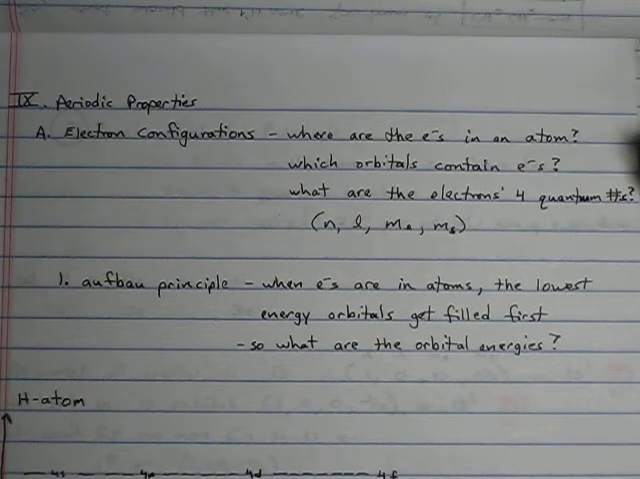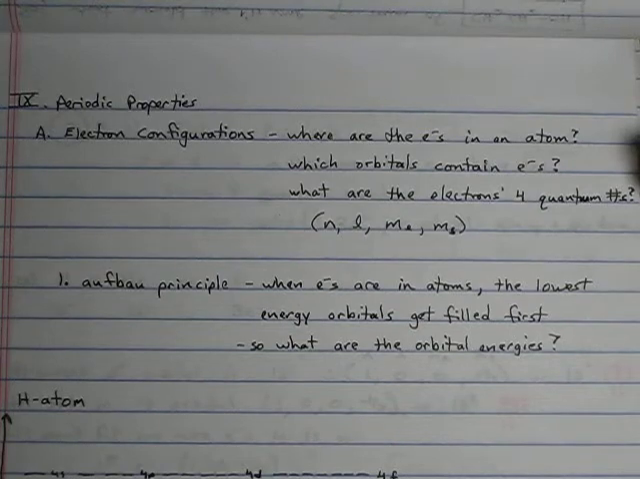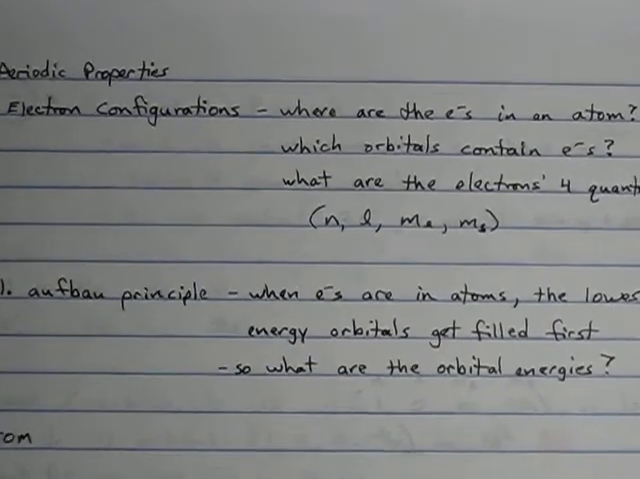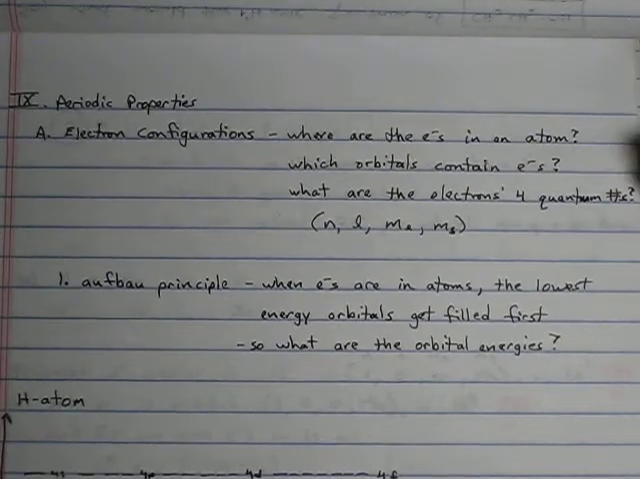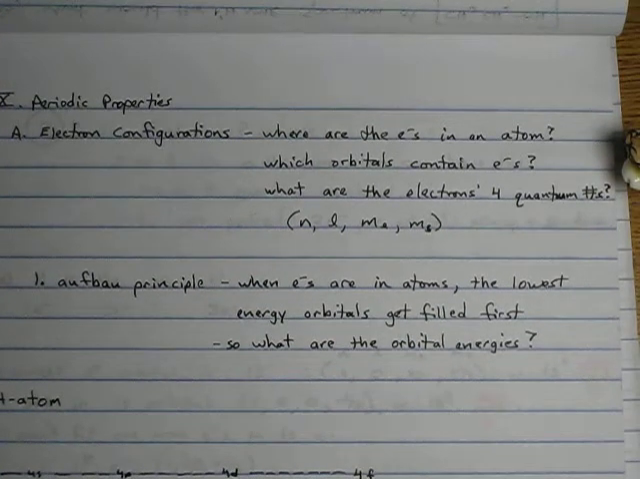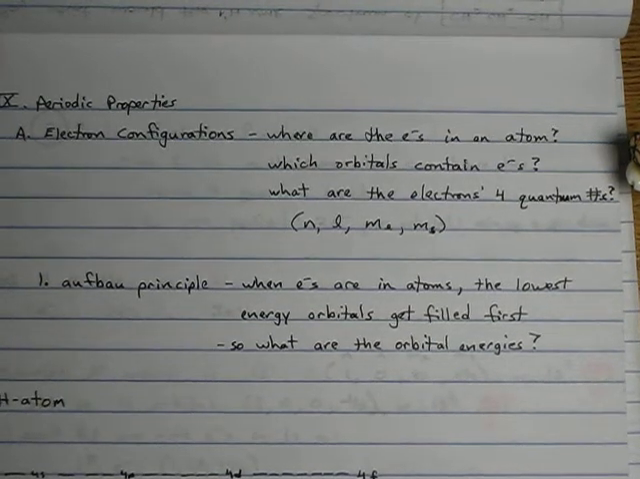Let's look at this. Electron configurations. What is an electron configuration all about? Well, it is asking where are the electrons in your atom? Which orbitals are the electrons in? And if we know the orbitals, that's going to lead us to, okay, what are the quantum numbers associated with each electron?